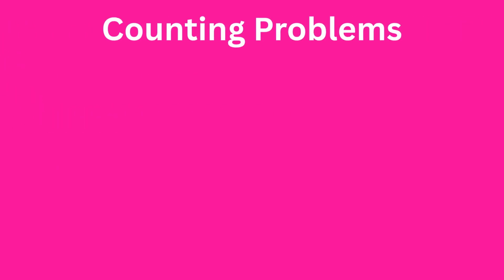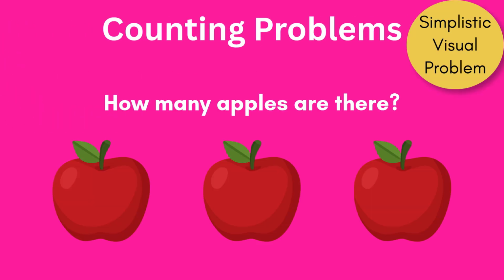Let's start with counting problems. These are the simplest visual problems that were typically introduced at a young age. Questions asking about quantity are an example of this. For example, how many apples are there? You would count the apples to get the answer, which is 3.